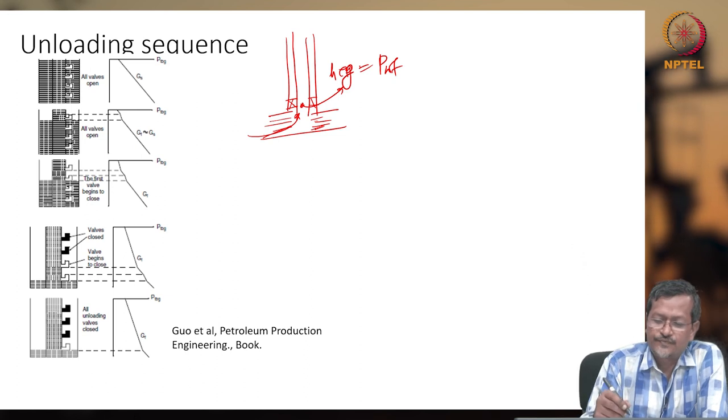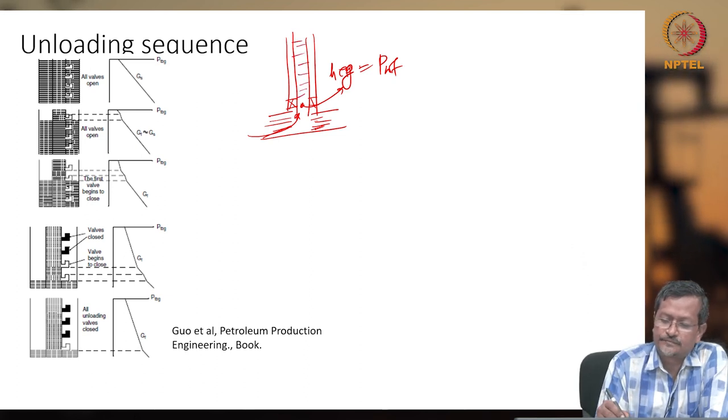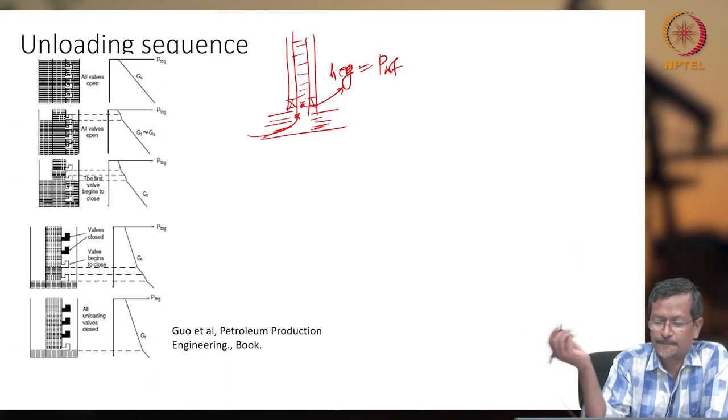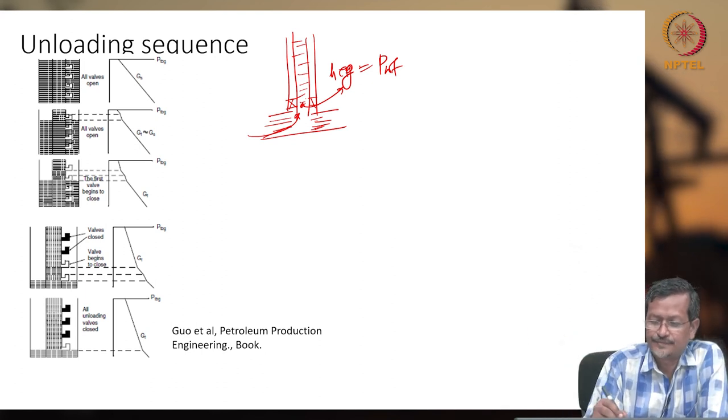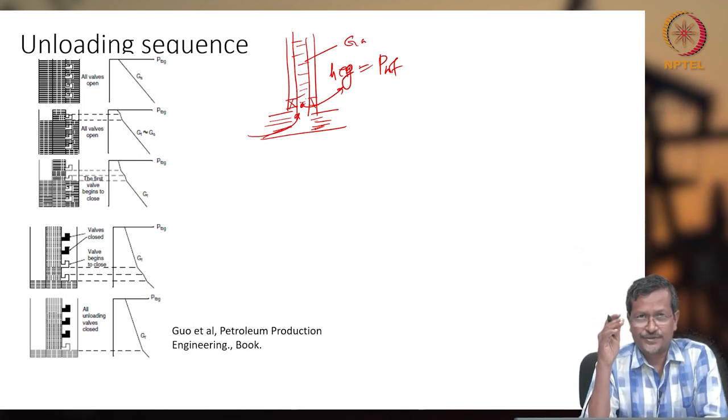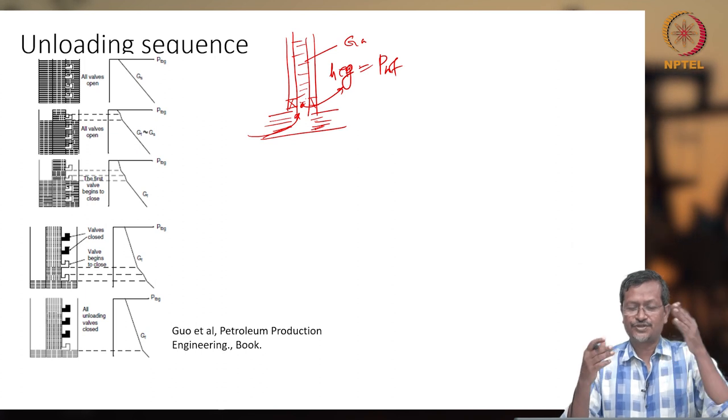Now it is filled with completely liquid. Liquid means its gradient is g, gradient they are saying g a, okay, so gradient g means like h is changing.